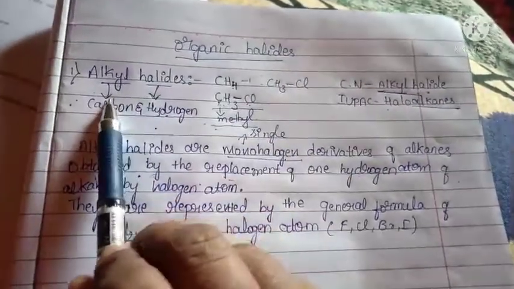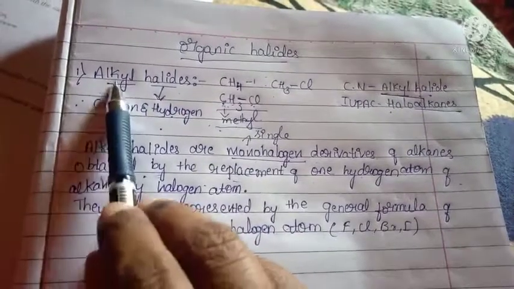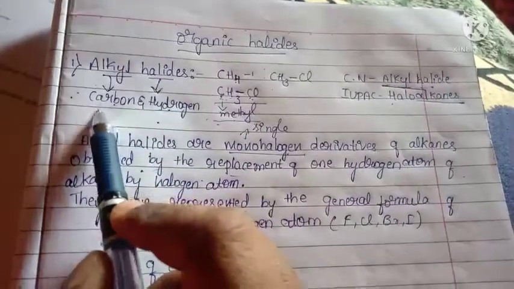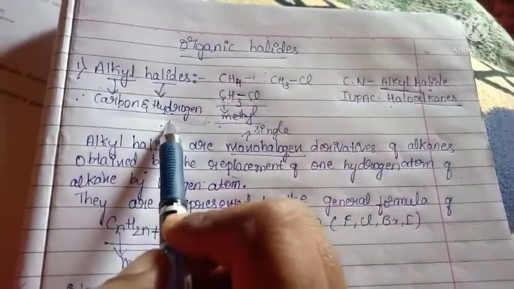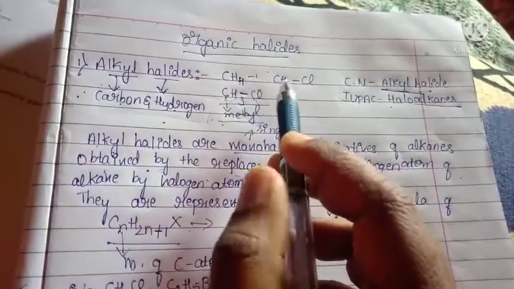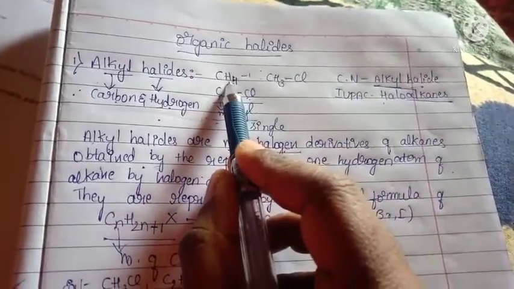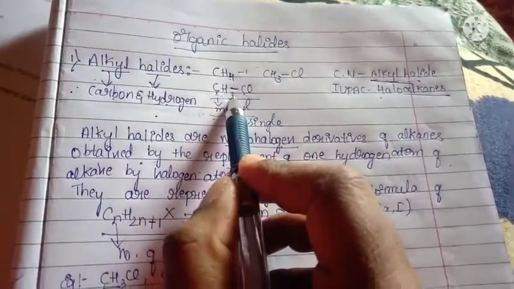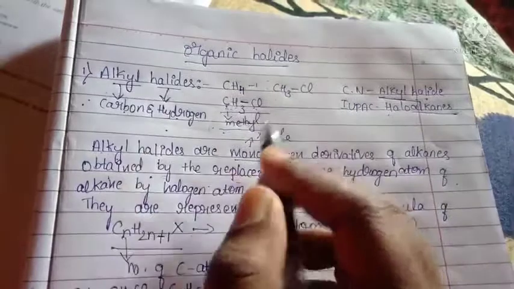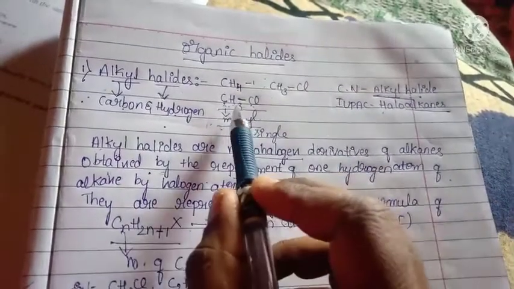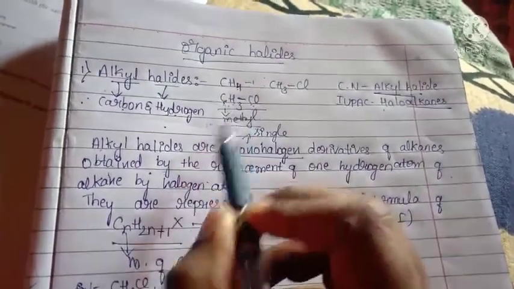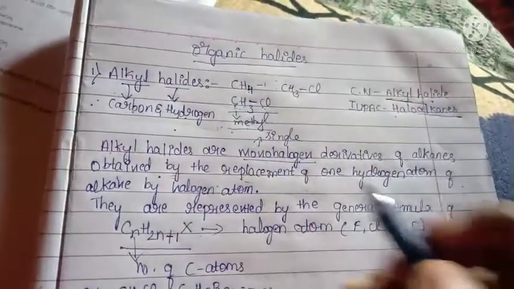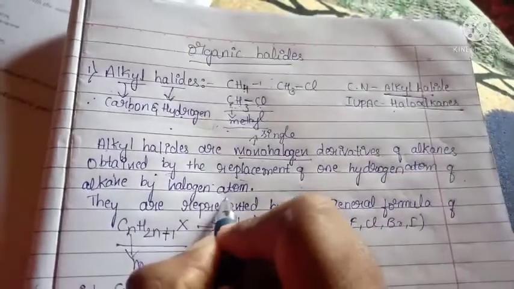In that, alkyl halides. Alkyl halides means the combination of carbon and hydrogen, and a halide is attached to this carbon and hydrogen atom. In the alkyl group, one of the hydrogen atoms is replaced, and that place is covered by a halogen atom. This is a monohalogen derivative. It means a single halogen atom of an alkane that is obtained by the replacement of one hydrogen atom of the alkane by a halogen atom.